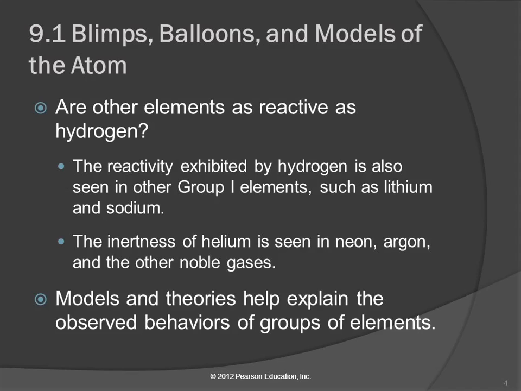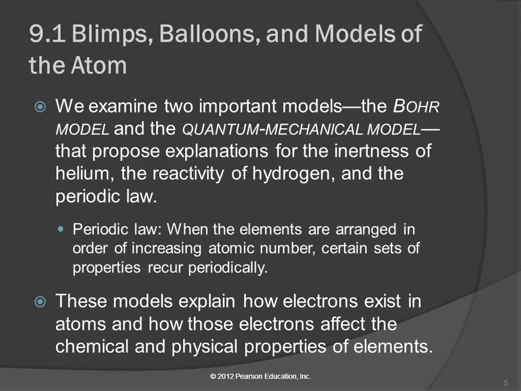And so models and theories can help us explain these observed behaviors. Remember, way back at the beginning, we talked about laws and theories. A theory tries to explain why something happens. A law just states what happens. So we're going to look at two important models, the Bohr model and the quantum mechanical model.